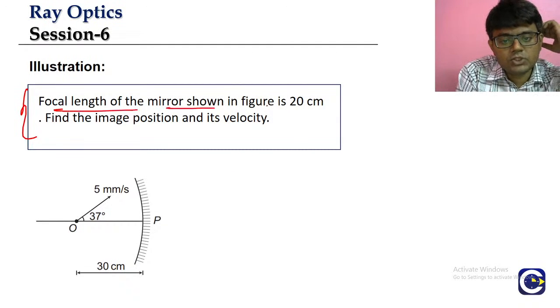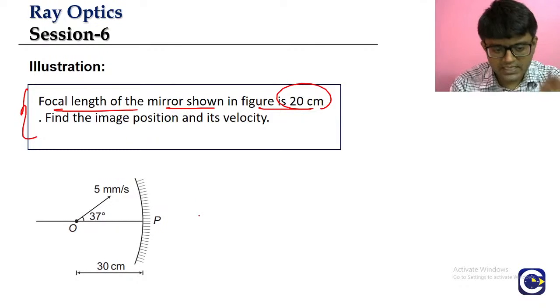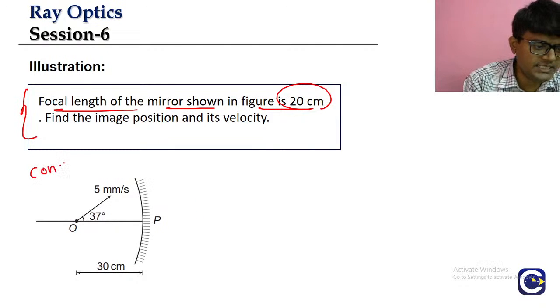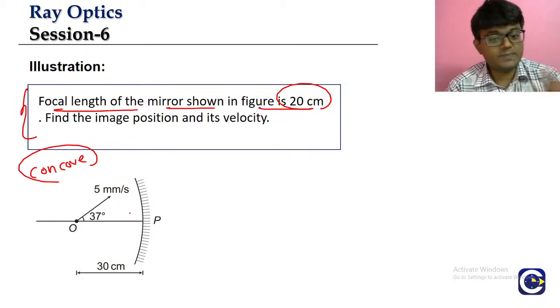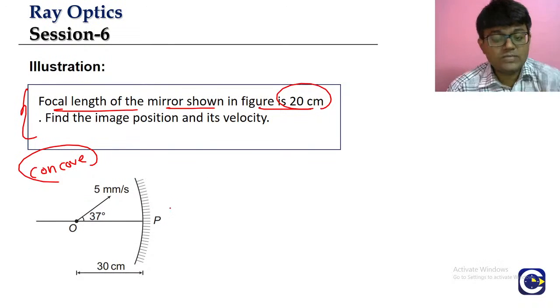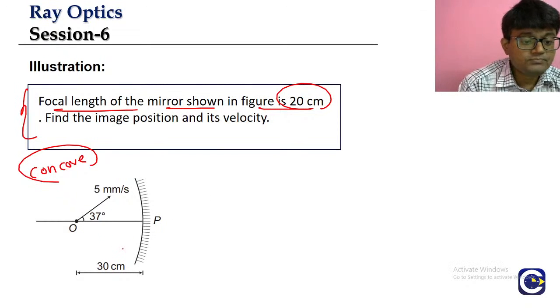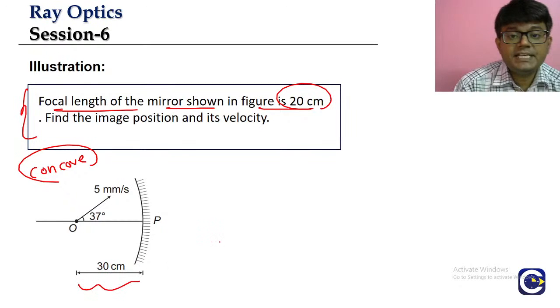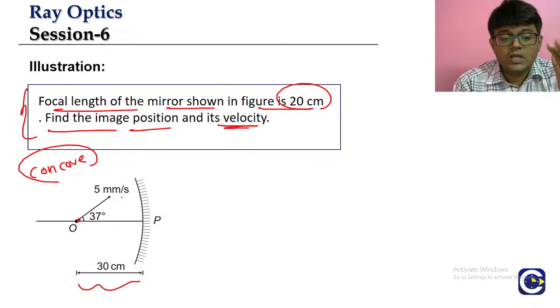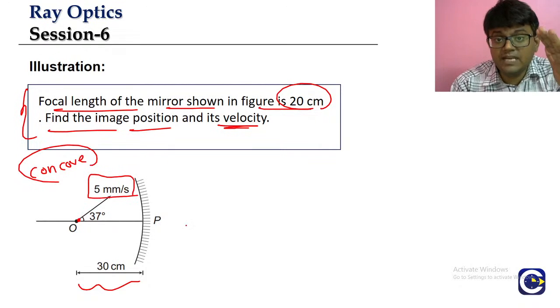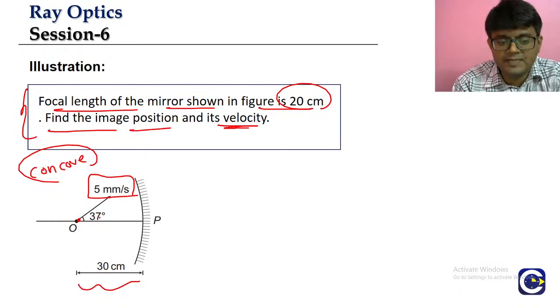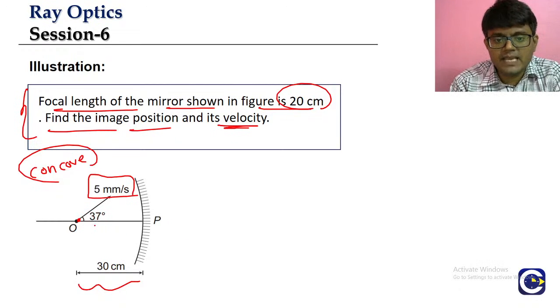The focal length of the mirror shown in the figure is 20 centimeter. Obviously, the mirror is concave, which means as per the sign convention, we are going to take the focal length as negative. Where is the object? The object is kept 30 centimeter in front of the mirror. Find the image position and also its velocity. Remember guys, they have given the object velocity. The object is having 5 millimeter per second velocity, making an angle with the principal axis. See, the object is making an angle with the principal axis.